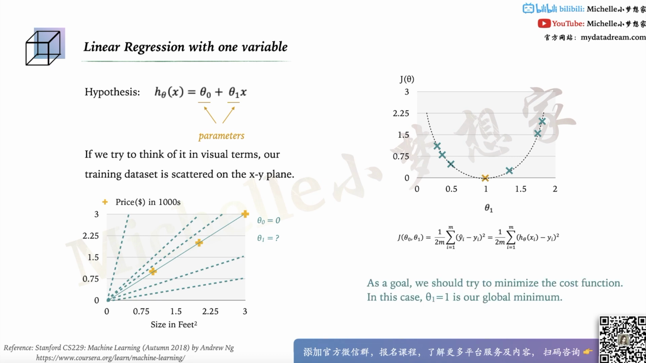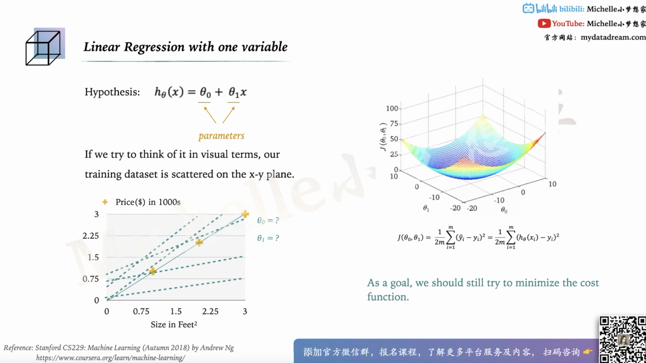Now here is the key insight. A good model minimizes the prediction errors, which means the cost function value should be as small as possible. In our example, the yellow dot on the graph marks the global minimum cost. This happens when theta 1 equals 1, giving us the best hypothesis and the lowest cost function value.